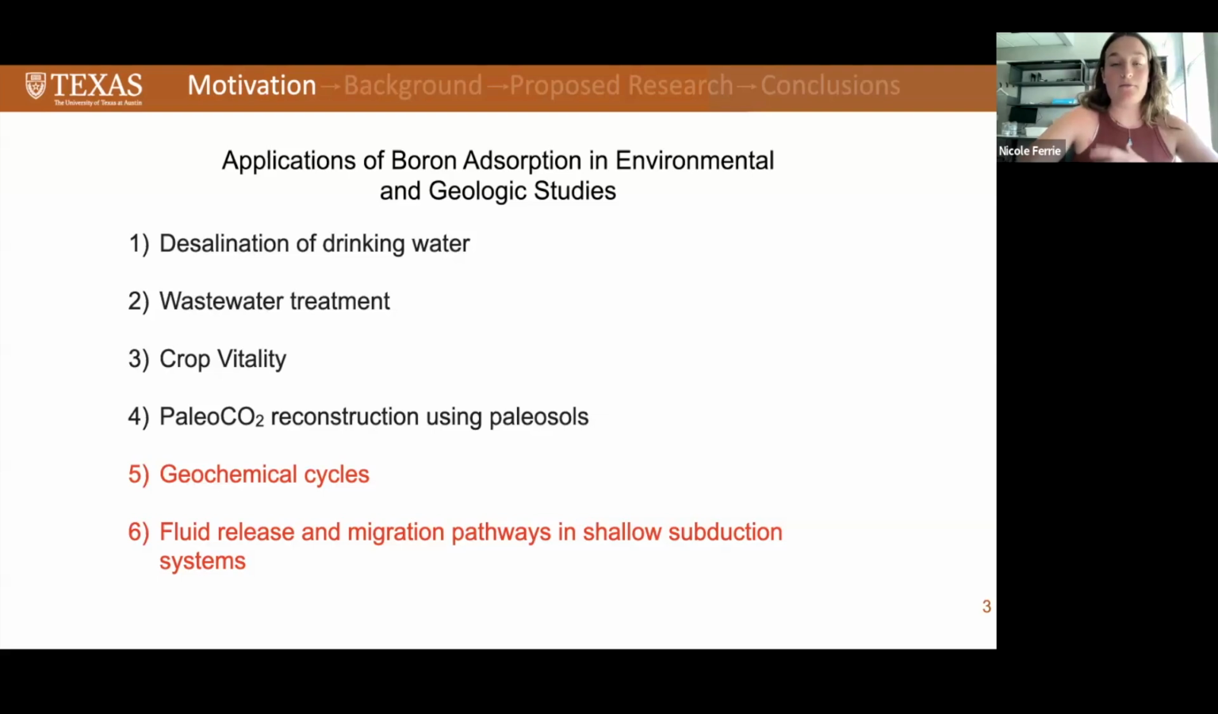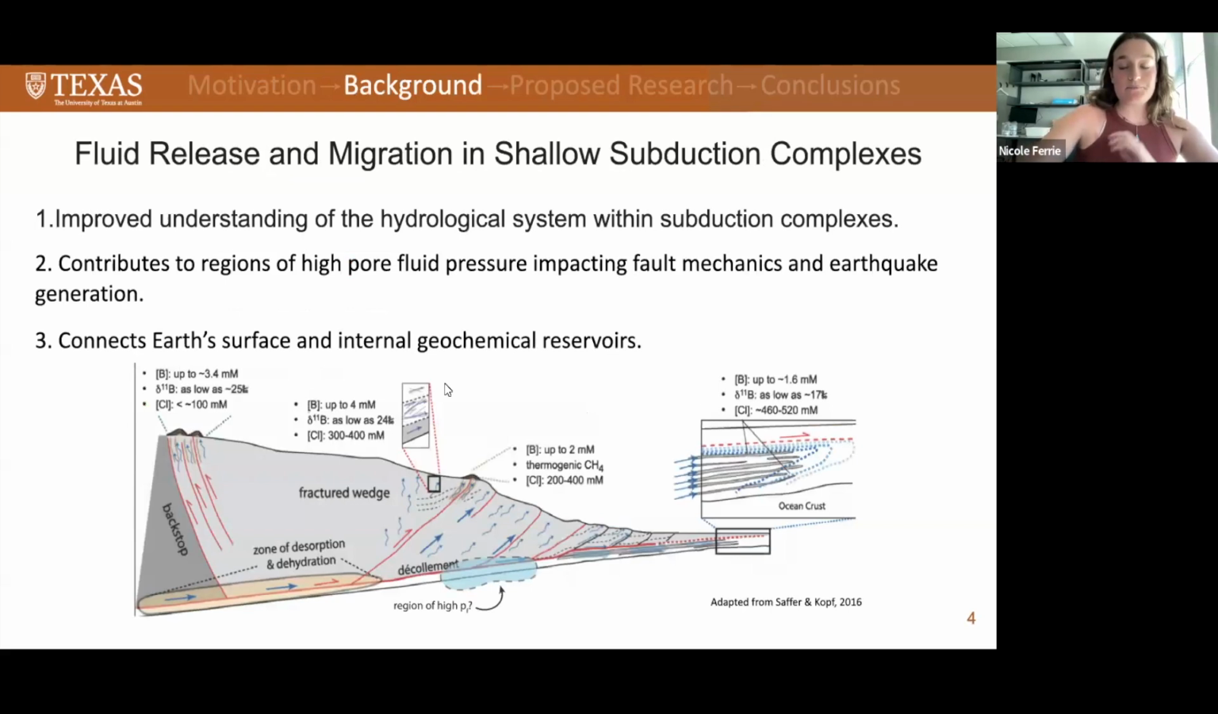So I want to talk about now how fluid release and migration pathways in these subduction systems is actually important. So within subduction systems, we have a hydrologic system where fluid-rich sediment enters into the trench and fluid is either released back up onto the surface into the sea, or it's subducted down into the subarc. Now, whether these fluids, which have chemicals in them, are released back up into the Earth's surface or is subducted down helps us understand how geochemical cycles work. Where they are released, whether it's at the volcanic arc or they're released back into the sea.